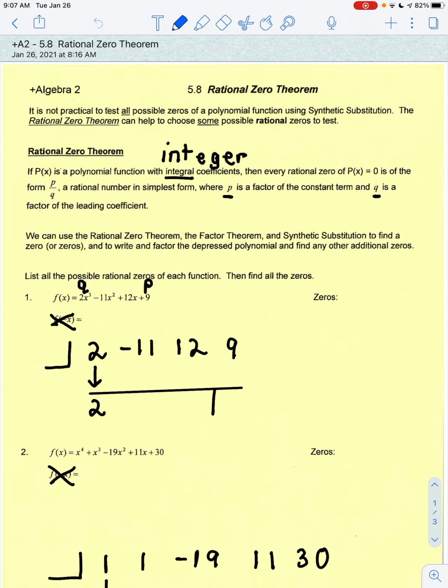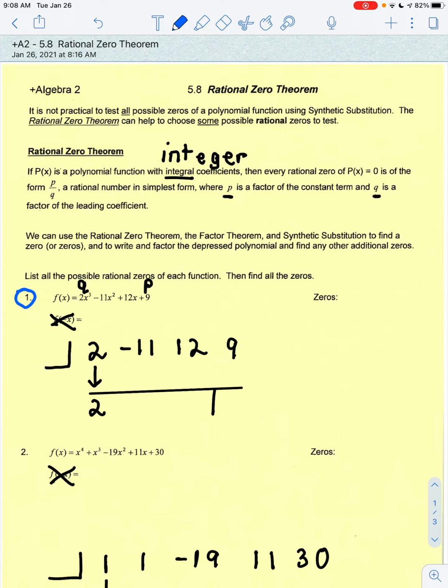If you look at number 1 right here, you see f of x is equal to 2x cubed minus 11x squared plus 12x plus 9. Unfortunately, it cannot be factored by grouping, so we can't just know what the zeros are. That's where the rational zero theorem comes into play, because it gives us a list of possible choices that might work when we use synthetic division.